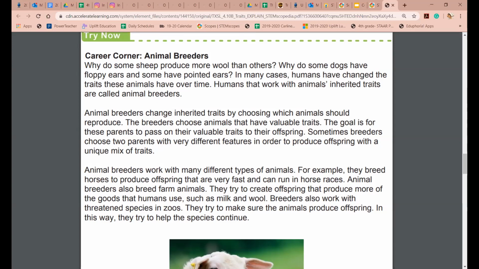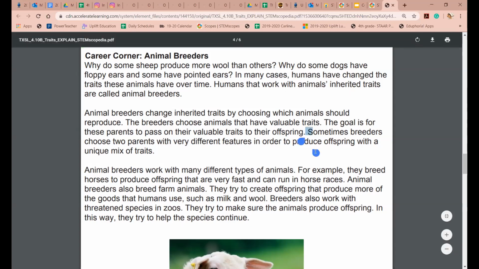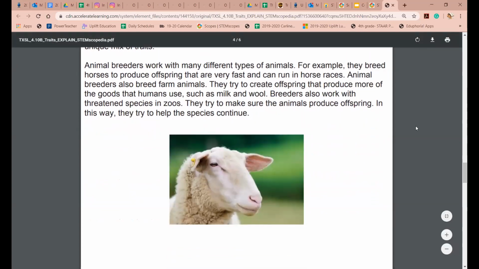I've seen this be done before, where in a pack of pit bulls or boxers, there's one that comes out really blonde or really red. So in order to get more blonde or red-headed puppies, they may find a mother and a father that both have those traits and help them reproduce, so that they make a whole litter of red-headed puppies, hopefully, or lots of blonde puppies, hopefully, okay? So basically, sometimes breeders choose two parents with very different features in order to produce offspring with a unique mix of traits, okay?